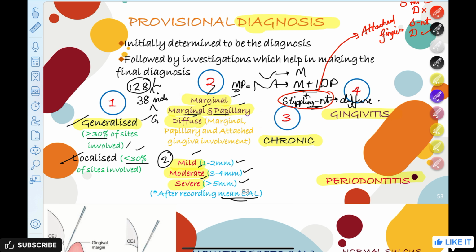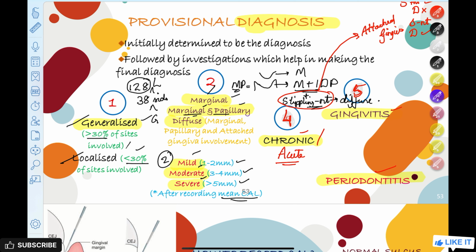Okay. Next we have chronic or acute. In the case of chronic or acute, it's very simple. Acute is for a very short duration and chronic is from long duration. The last but not the least is gingivitis and periodontitis.